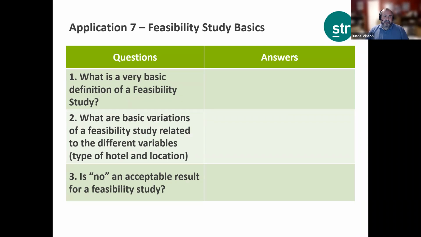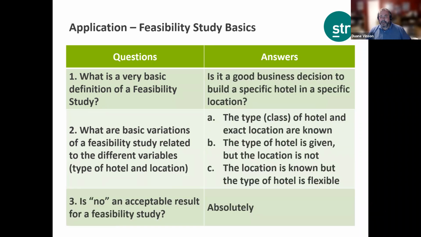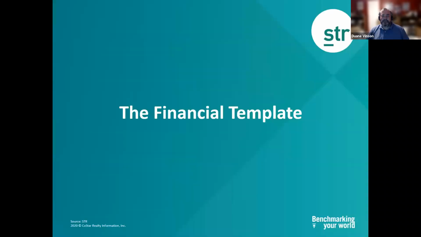Application 7, this is our first one. This essentially takes the place of some quiz questions, I think, right? A couple of basic questions here. What is the very basic definition of a feasibility study? What are the basic variations of a feasibility study related to different variables? And then, is no an acceptable result for a feasibility study? And of course, there are our answers for those questions.